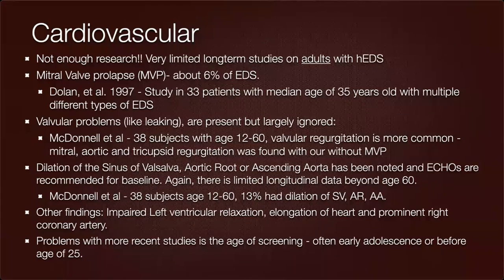So going to the next one, the cardiovascular manifestations. My biggest bane with this is that there's clearly not enough research. You can probably find almost all of the studies on the heart in adults and children with hEDS and other Ehlers-Danlos syndromes. There is mitral valve prolapse in only about 6% of hypermobile EDS patients, which is good ultimately. But there are things such as valvular leaking, valvular problems, which makes sense because it's made out of really stretchy material.